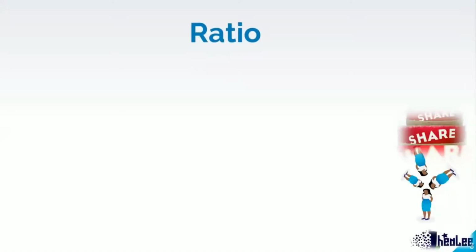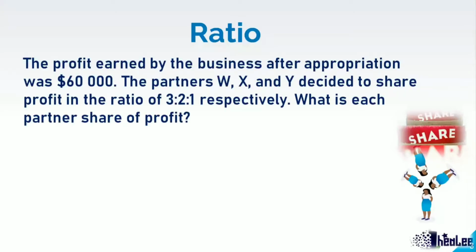Now, we're going to look at examples of applying each. And the first one is ratio. The question read, the profit earned by the business after appropriation was $60,000. So that is after you pay out any reward to the partners and you're left with the residual profit. This is what you're going to share between the partners, and it is $60,000. The partners W, X, and Y decided to share profits in the ratio of 3 to 2 to 1, respectively. What is each partner's share of profit?